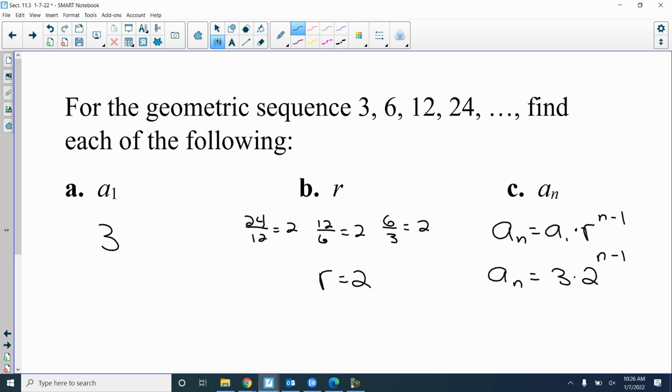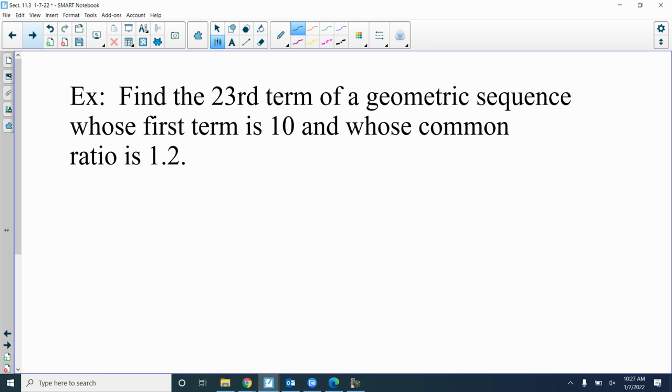Could you find the 30th term? Yeah, just plug in 30, 30 minus 1. So you can find any term you want there. All right, so for this case here, it says find the 23rd term of a geometric sequence whose first term is 10 and common ratio is 1.2.